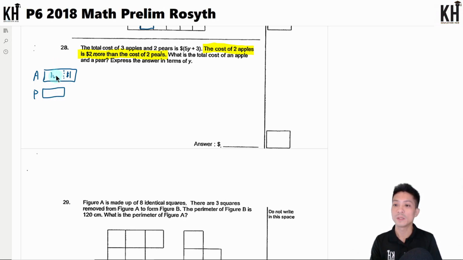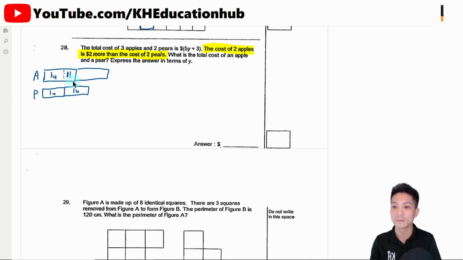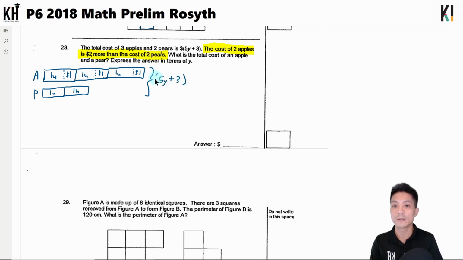Okay, I'm gonna let this be 1 unit. And I'm gonna draw 2 pears and 3 apples. Okay, and all this together will be 5y plus 3, right? Dollars.